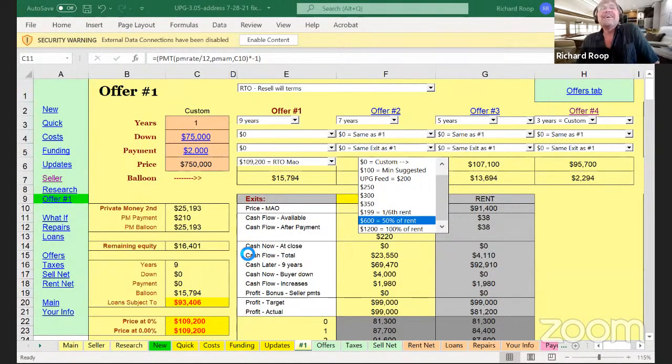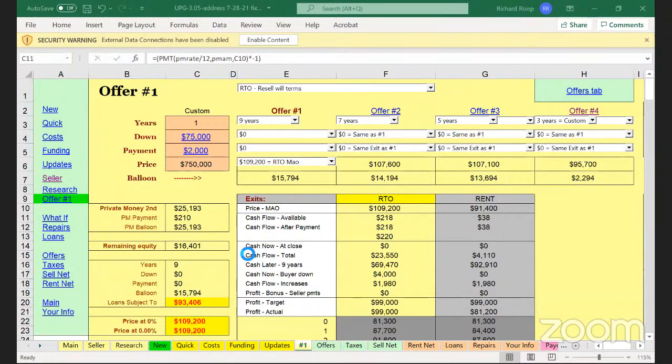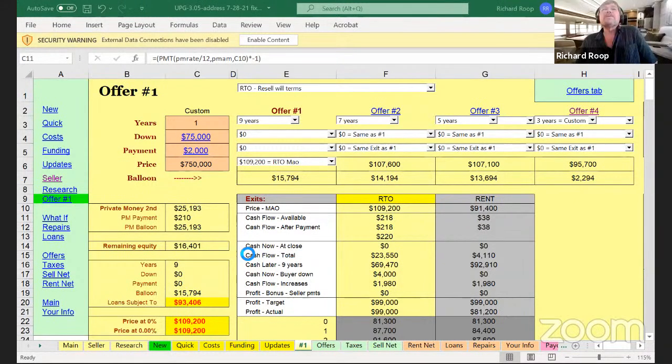Holy cow. What if I gave them half of their rent as a credit, for 12 months? Wow, that's interesting. Our offer went up. We could pay more. Why is that? I'm going to have to look. That might be broken. Is that accurate? Well, there's probably a reason for it.